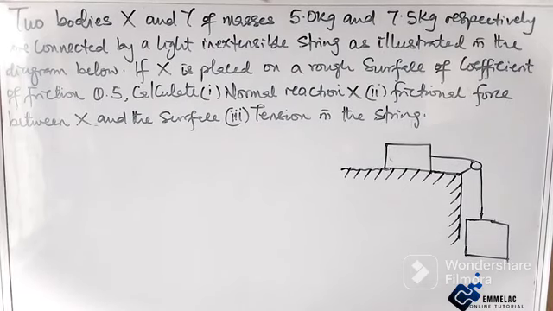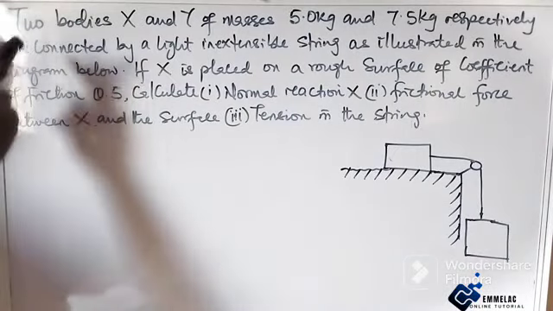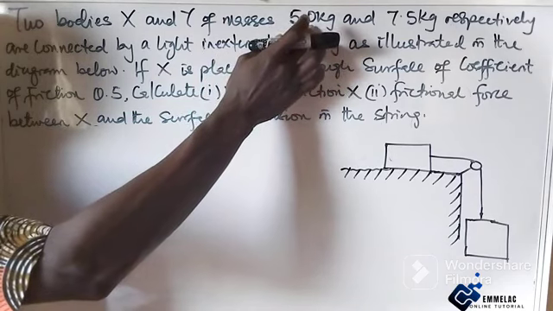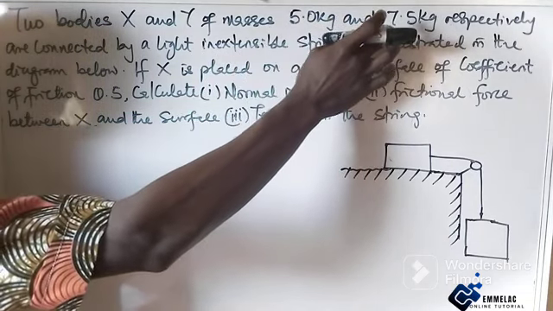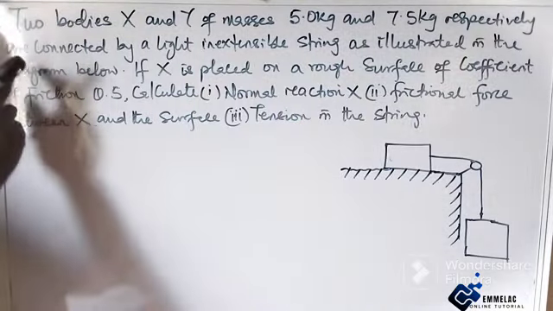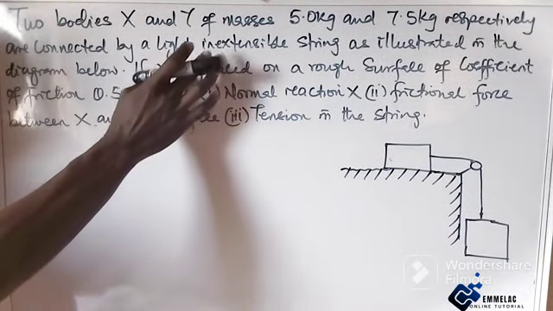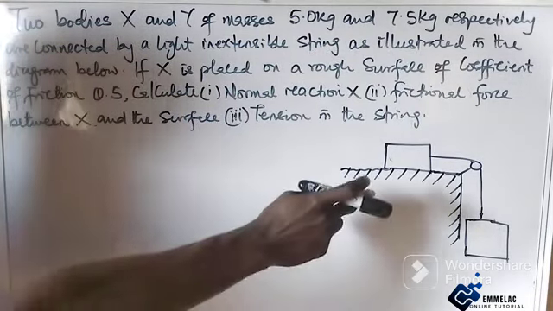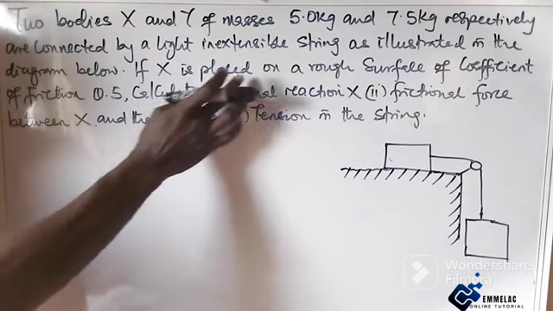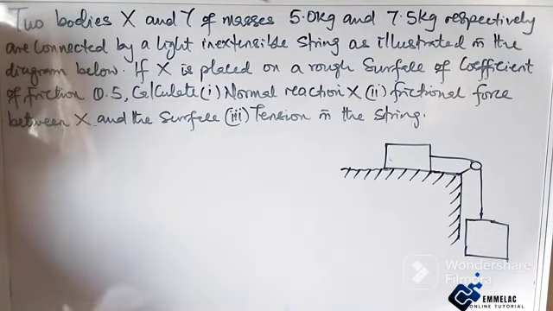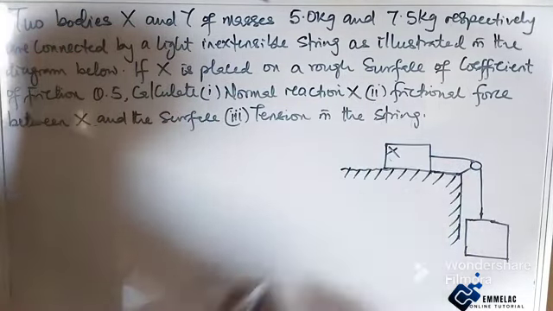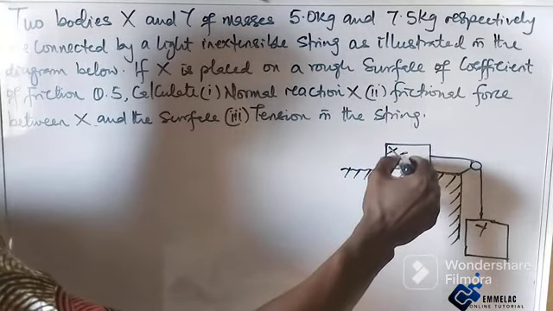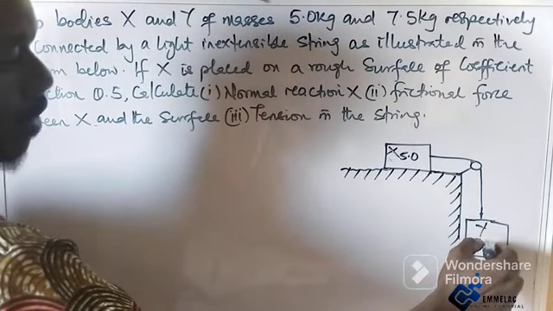Before us is this question in physics that says that two bodies X and Y of masses 5.0 kilogram and 7.5 kilogram respectively are connected by a light inextensible string as illustrated in the diagram below, which is this. If X is placed on a rough surface, so this is X, and automatically this is Y. So which means this is 5 kilogram and this is 7.5 kilogram.